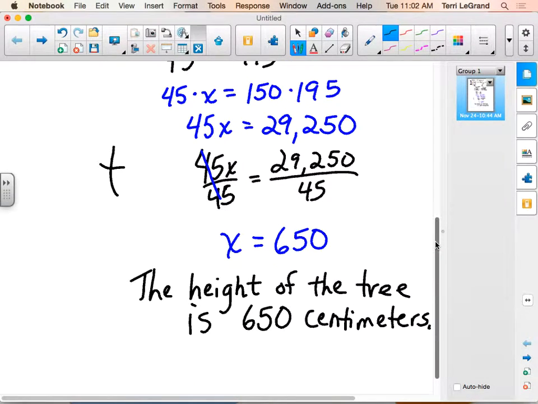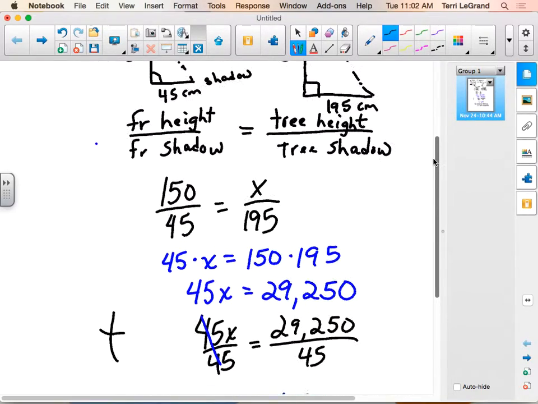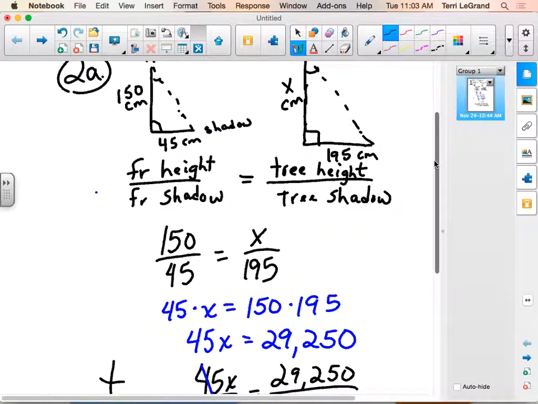Now, let's decide if our answer is reasonable. Do we have a reasonable answer? Does it seem reasonable that this would be 650 right here? What do you think? Is that reasonable? Yes. Why? Because your calculator is dependable? No. Because we're doing it as a class together? Julia, why is it reasonable? Because the trees are taller and bigger. Okay, so the tree should be taller than the guy, I think.